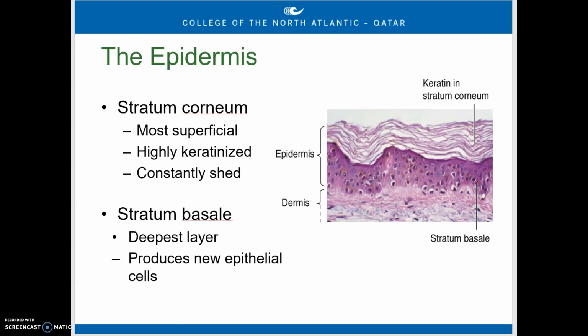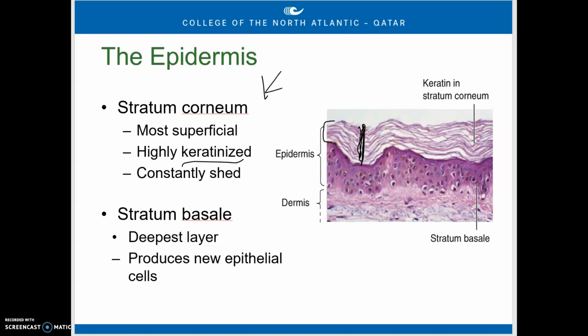Now, we talk about these two layers by themselves. We've got the stratum corneum, and our stratum corneum is going to be this layer right here. Okay, so these cells that are kind of wavy, that's going to be our stratum corneum, right on the outside. These cells are highly keratinized.